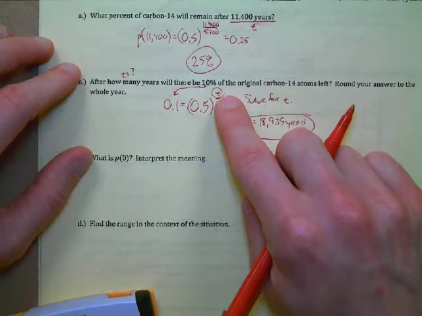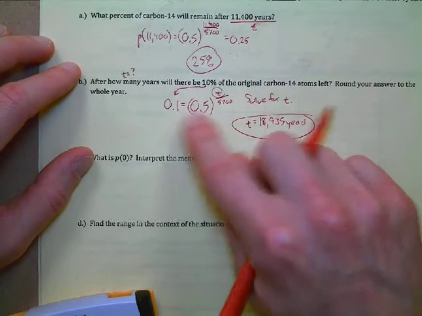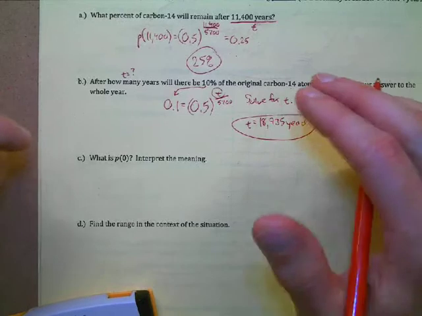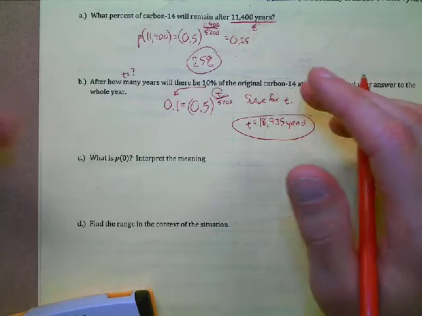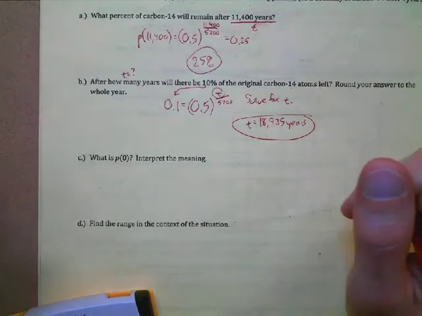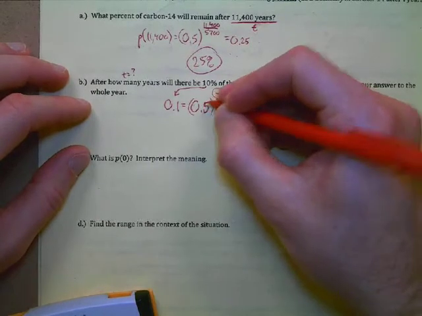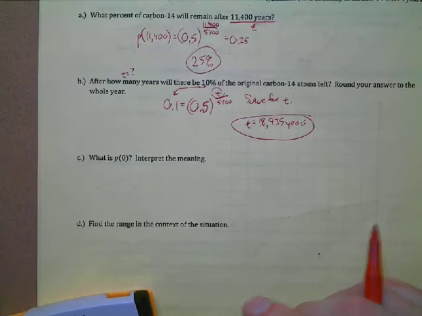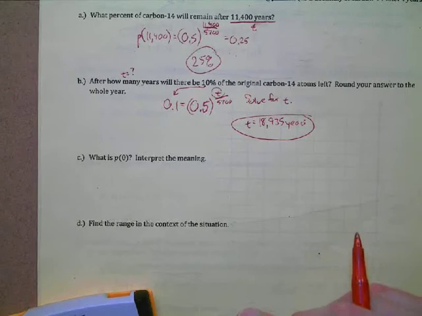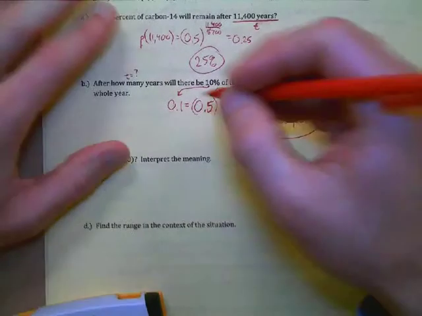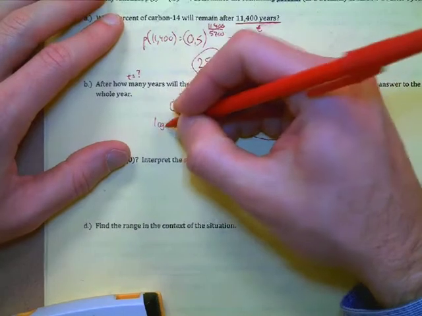So what base of a logarithm do we want to use here? Log base what? Well, what's the base of our exponential? What number is the base of the exponential? 0.5. So just use a log base 0.5 of both sides.